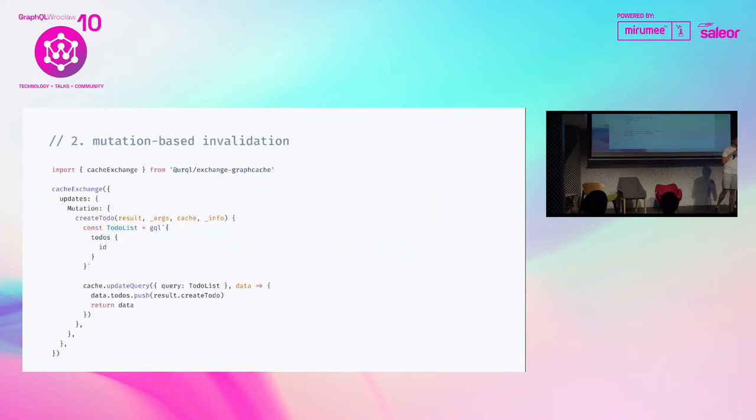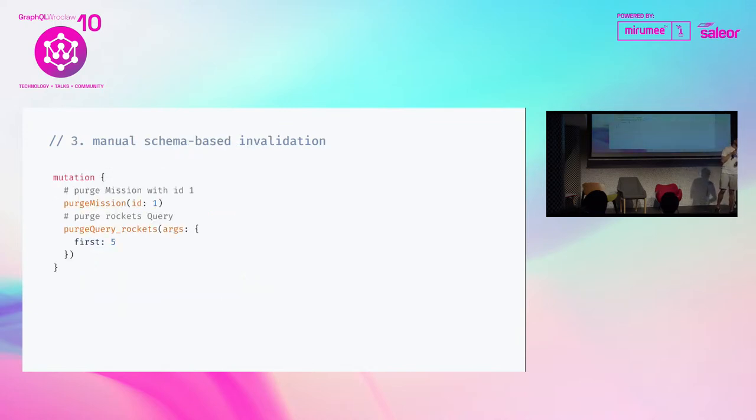Mutation-based invalidation, this is an example in Urql. Again, I'm a bit biased because the Urql creators work at Stellate, but the idea is basically you can do it as well in Relay or Apollo client. I have a mutation, and with that mutation, I now change the local state in the client. And then last but not least, you can have invalidation based on the schema. So if I say I have a mission here, this is, I think, the SpaceX API, I want to invalidate all the stored queries that have the mission with ID 1. So that's something we, for example, provide with Stellate.